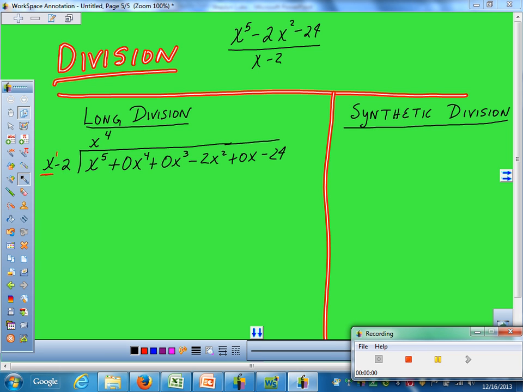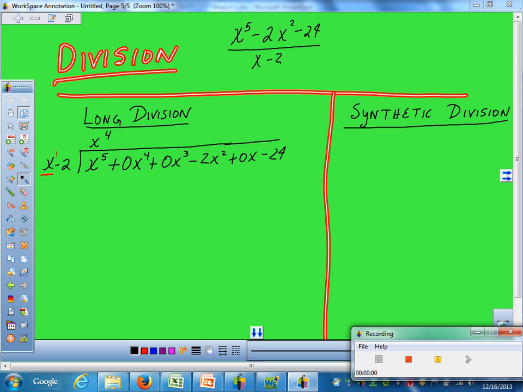Long division. We're dividing, taking the problem at the top, dividing x minus 2 into that top expression. Okay, class, why do I have all these zero terms in there? You have to fill it in for any of them. You have to have every power of x so that when we do this, everything has to line up.